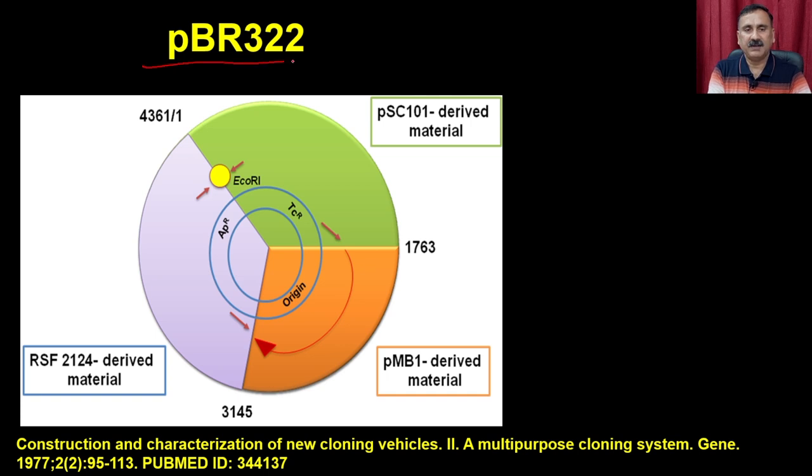Now this is the first bacterial plasmid which has been designed. It is called pBR322, and pBR322 is the first bacterial plasmid developed by taking different DNA fragments from three different naturally occurring plasmids. So what are the naturally occurring plasmids they have taken? They have taken pSC101, they have taken fragments from pMB1, and they have also taken a region from RSF2124, and that is how they put them together and it gives you a vector called pBR322.